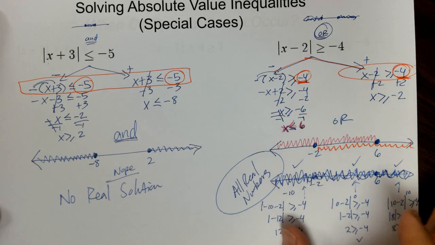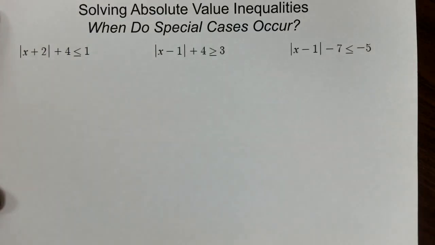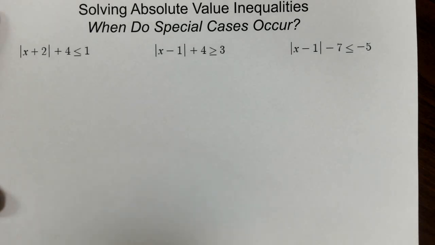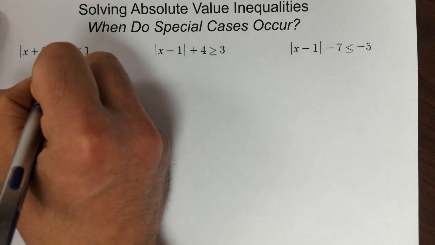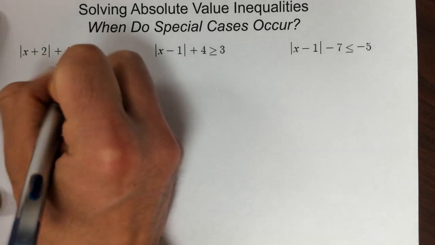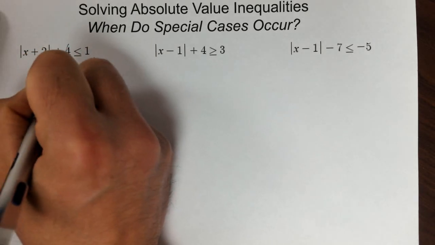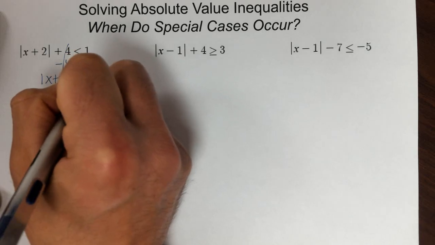Yeah? So how do I know when this happens? If I have these scenarios, how do I know if these are going to be my special cases or not? From just looking at the problem, I cannot tell. I have to solve at least one or two steps. So let's solve this a little bit. Let's move the 4 over. X plus 2 less than or equal to -3.